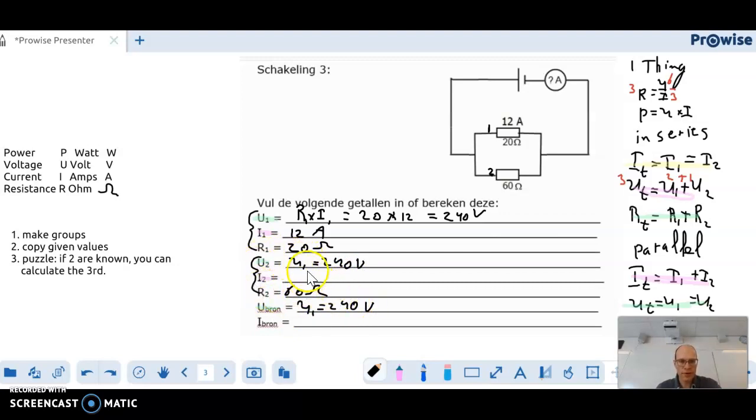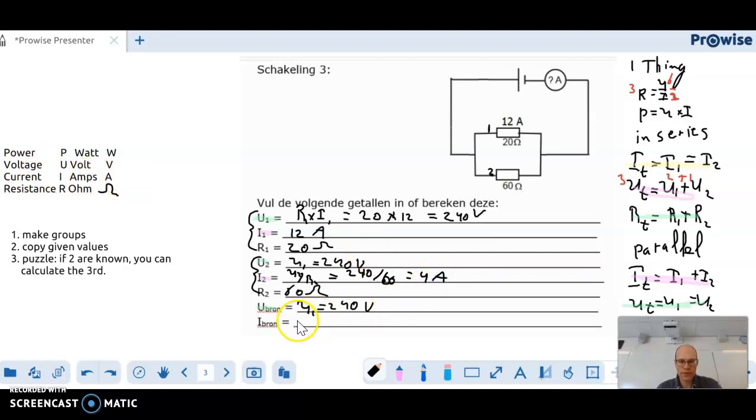Now I have another group. I know 2, so I should be able to calculate the third. I want to calculate I2. I is U over R, with 2 as a subscript because it's group 2. So we have U2 is 240 volts. I'm going to divide that by the resistance, 60 ohms. So 240 divided by 60: 24 divided by 6 is 4. I is current in amps, so it's a capital A.